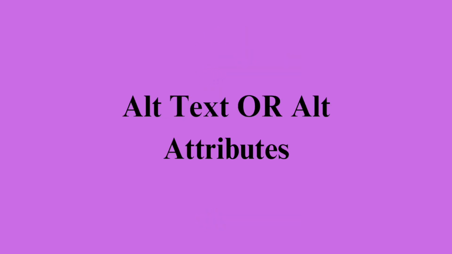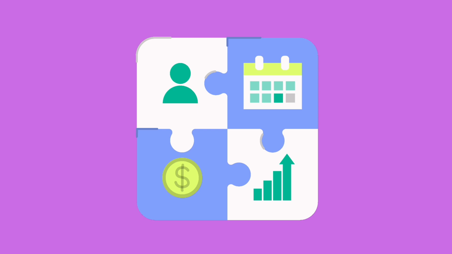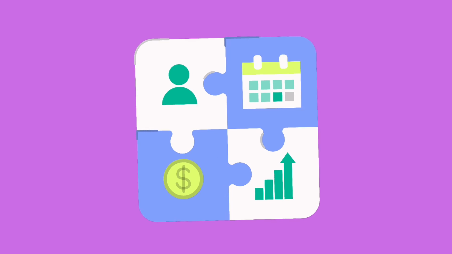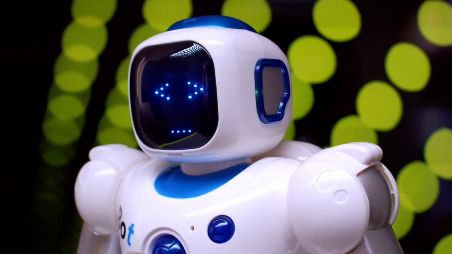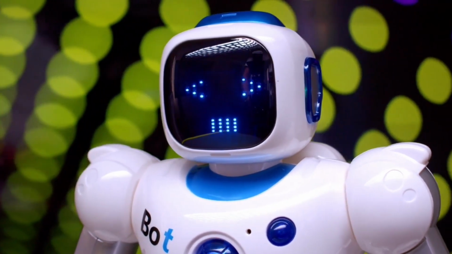Alt text or alt attributes, a very important concept that is on image. We can say it alt text or alt attributes. We add them, whose full form is alternate name. Now what it is, how to apply it, we will understand all the details in our upcoming videos.